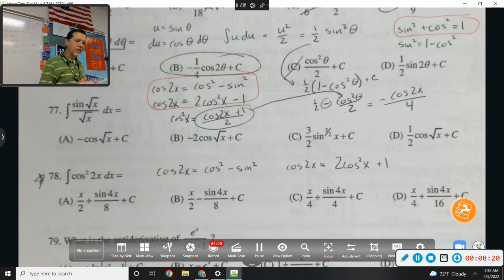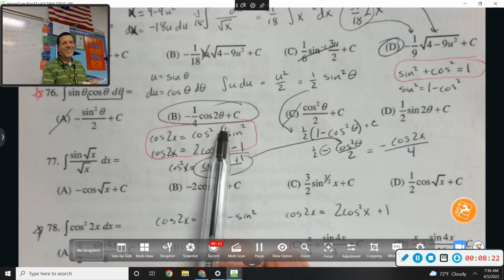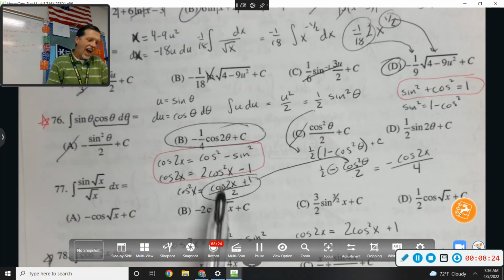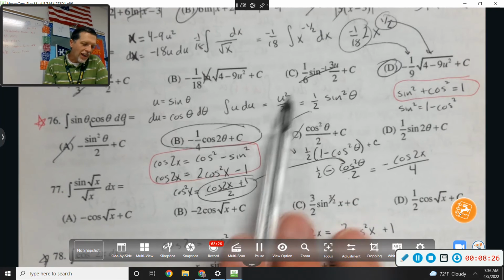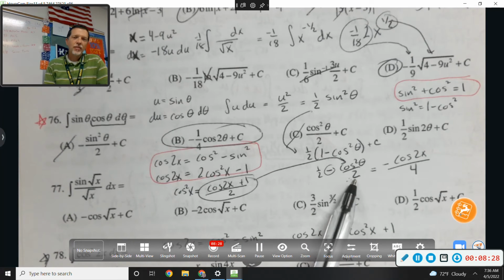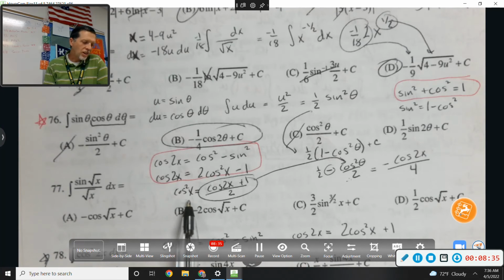I'm not ignoring it. We got the right answer. Yeah, but how did you get this? I had to use this. So I got this answer from the integration, and then I'm using a trig substitution. Cosine squared is equal to cosine 2x plus 1 over 2.